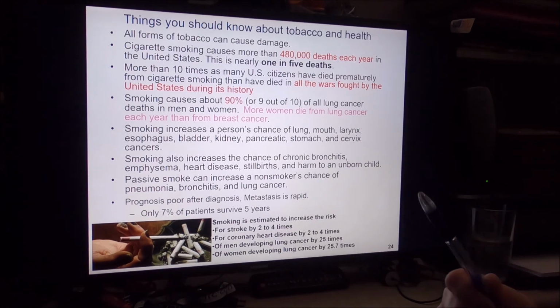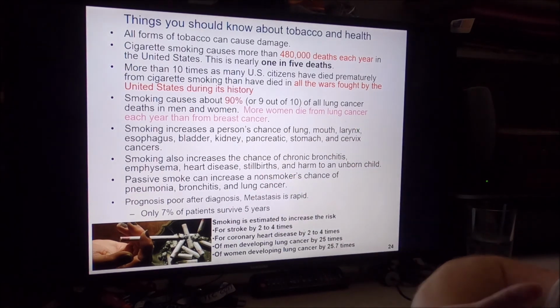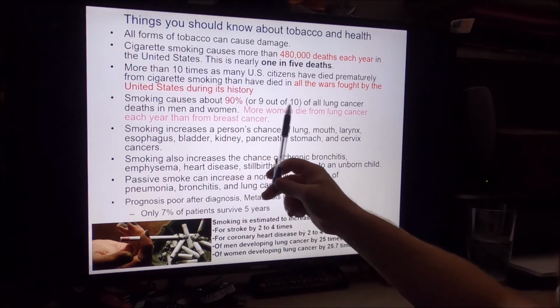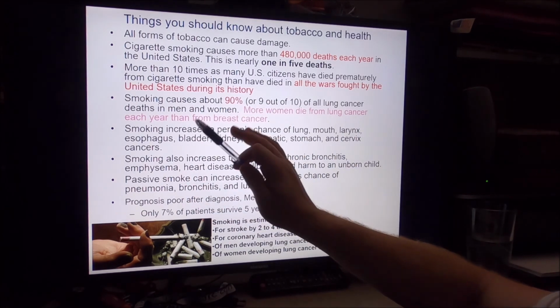Don't quote me. Don't quote me. It's a huge killer, though. That's the idea, okay? Massive numbers of people. More than 10 times as many U.S. citizens have died as a result of cigarette smoking than have died in all wars fought by the United States in our entire history. Smoking causes about 90% of all lung cancer deaths in both men and women. Okay, so smoking causes lung cancer.